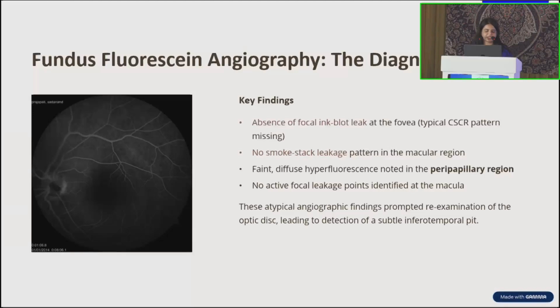There was no smokestack leakage present in the macular region, but a faint diffuse hyperfluorescence was noted in the peripapillary region. As there were no active focal leakage points identified at the macula, these atypical angiographic findings prompted re-examination of the optic disc, leading to detection of a subtle inferotemporal pit.